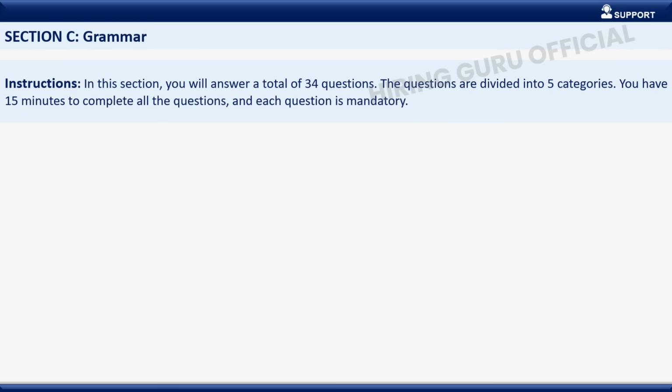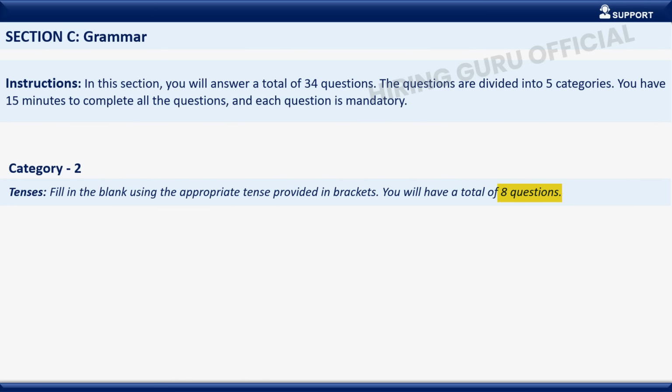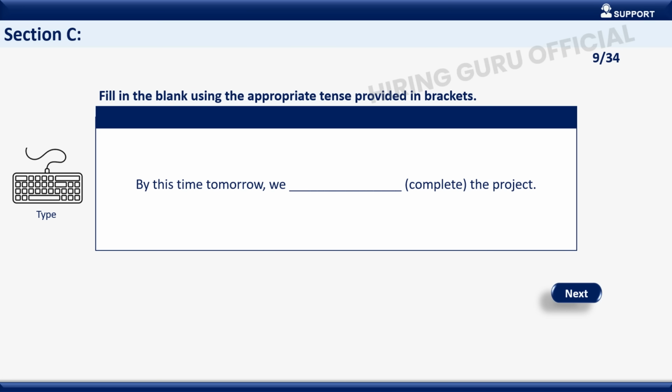Okay, so let's move on to our next category. You will get 8 more questions and your task is to fill in the blanks with the correct tense given in the brackets. So let me again show you a sample of how the fill in the blanks will appear for this category.